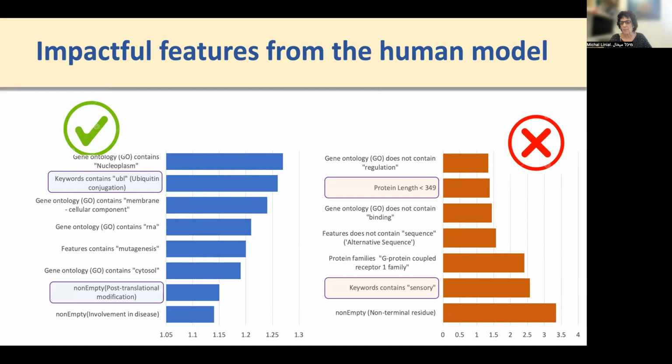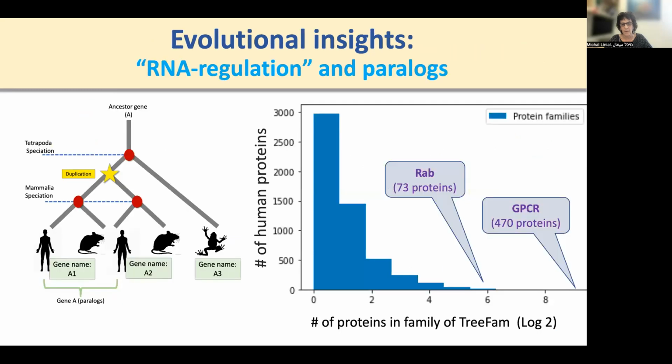What have we learned about the biology? We learned that some of the features are more important than others. For example, if you have a short protein at the cutoff of 349, you are unlikely to be regulated. However, if you have a ubiquitin, you are almost 25% more likely to be regulated. This is part of the set of features from which we learn quite interesting biology.